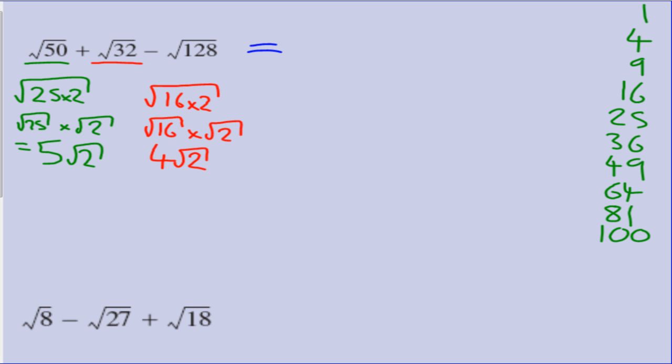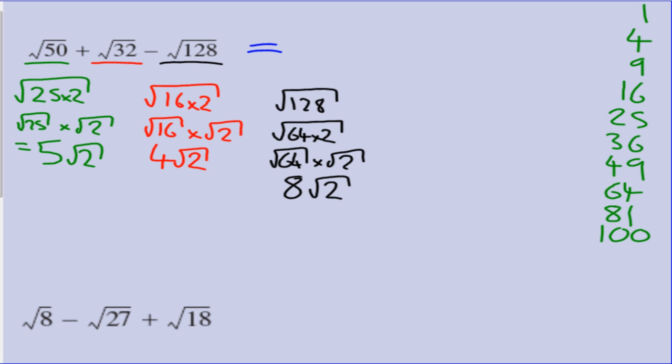Alright, the last one, 128. The square root of 128. The biggest factor that can go into 128 that I can see is 64. So it's going to be square root of 64 times 2, which gives you square root of 64 times the square root of 2. Now the square root of 64, no longer a surd, it is 8 root 2.